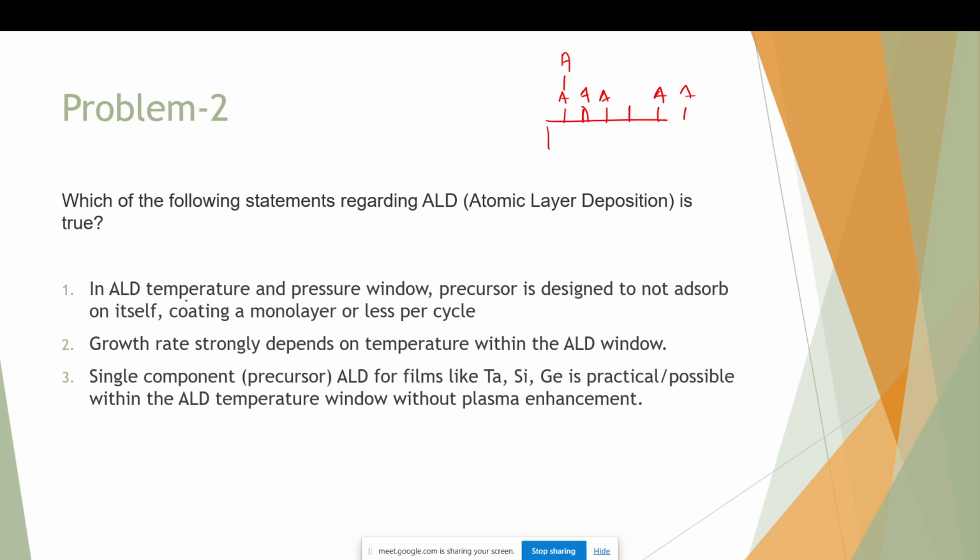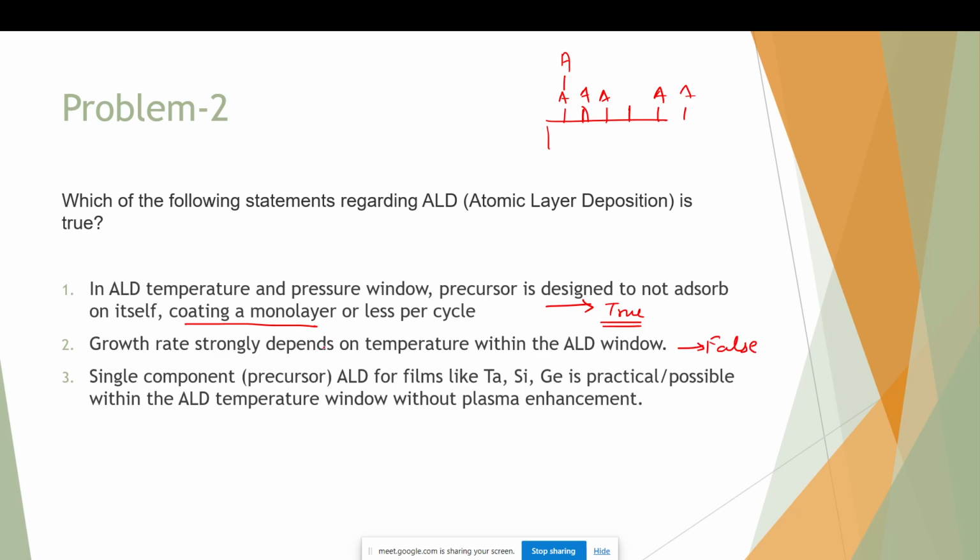Okay, so as we have already discussed in ALD, the precursors are chosen such that they do not adsorb on themselves. Otherwise, we will have multiple layers, right? So we want to restrict it to a monolayer. So the first point is true. In one cycle we have only a monolayer or less than a monolayer. And the rest are false.